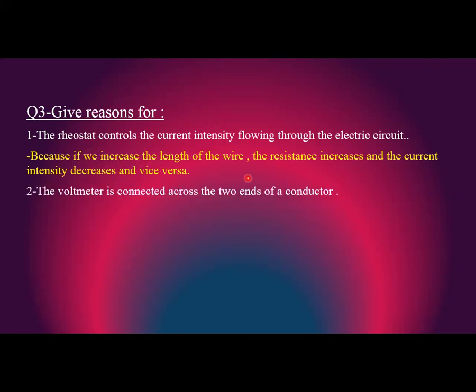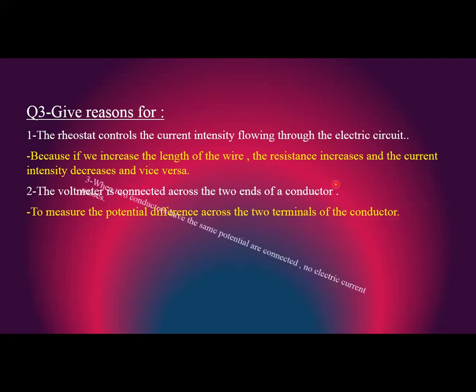The voltmeter is connected across the two ends of a conductor. If it says the word conductor, it means it measures potential difference. But if it says two ends of the battery or a dry cell, then here it measures electromotive force.